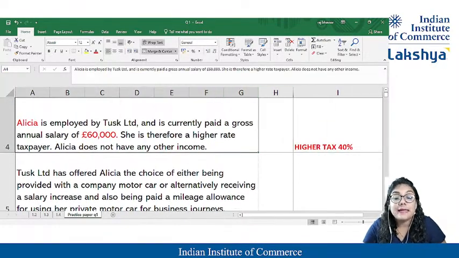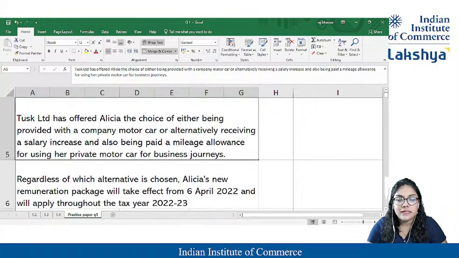So yeah, and again they have written that she is therefore a higher rate taxpayer and Alisa does not have other income. So that's cool. So the first thing I understood. Okay, what have they asked us?